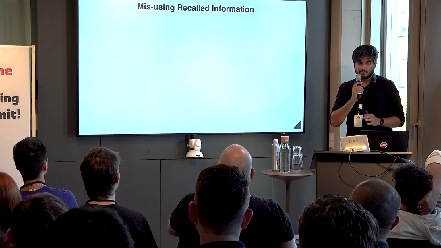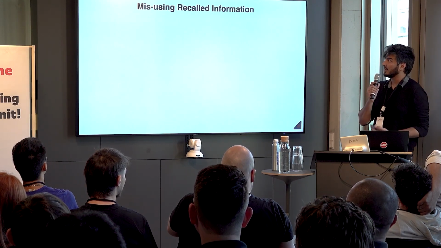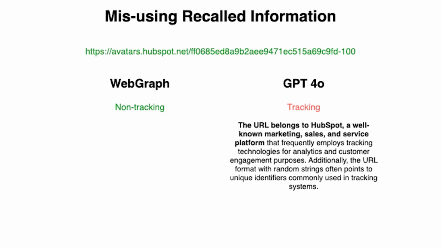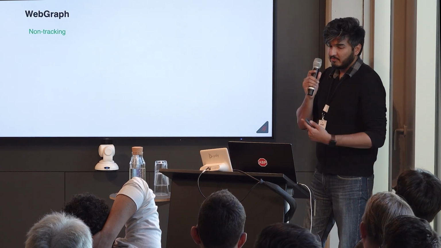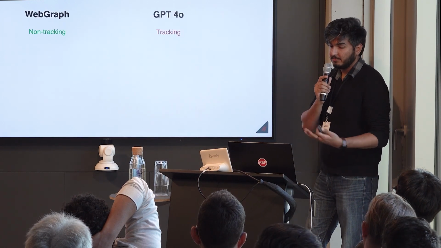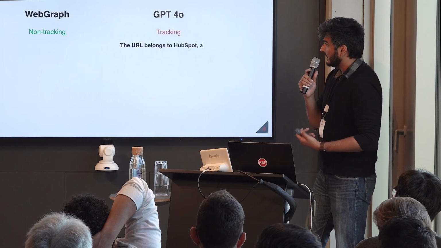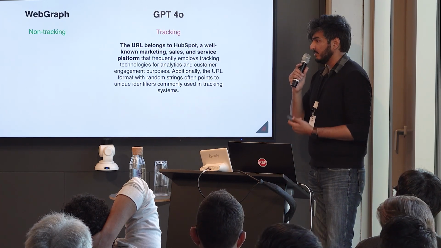But this can also result in some problems. So it can also misuse some of the recalled information. So for example, this particular URL was to the avatar endpoint of HubSpot, and it was non-tracking. WebGraph also said that it was non-tracking, but GPT-4o here made a mistake and said that it was tracking. And the reason was that this URL belongs to HubSpot, which is a well-known marketing, sales, and service platform.